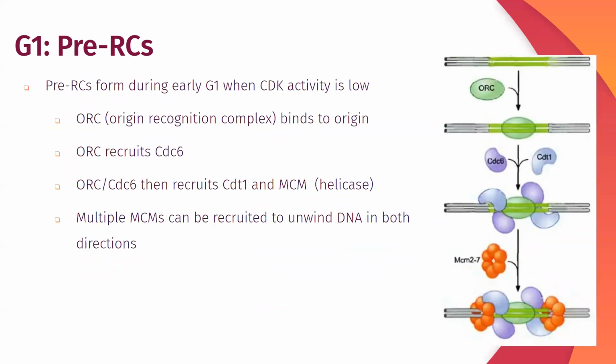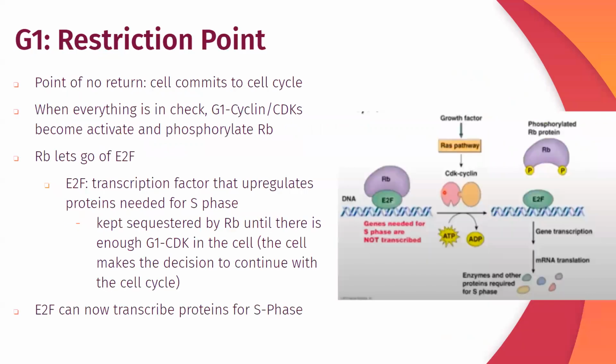So pre-RCs form during early G1, like we just said. The first vital protein here is ORC, the origin recognition complex, and it will bind to the origin of whatever sequence of DNA it is looking at. Once bound, ORC recruits CDC6. Then the ORC-CDC6 complex recruits CDT1, and then it recruits MCM. MCM is the helicase for this complex, and so multiple MCMs can be recruited to unwind DNA in both directions.